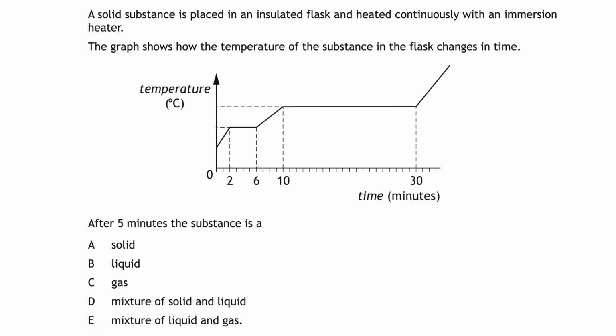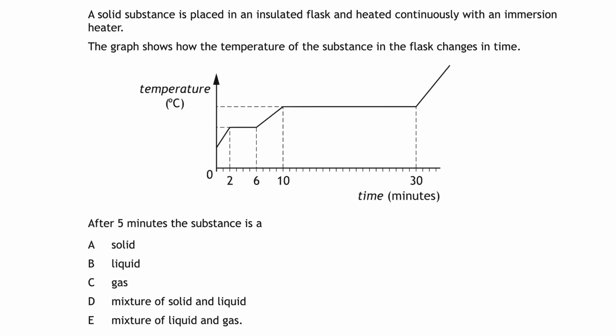A solid substance is placed in an insulated flask and heated continuously with an immersion heater. The graph shows how the temperature of the substance in the flask changes in time. After 5 minutes, the substance is A. Solid, B. Liquid, C. Gas, D. Mixture of solid and liquid, or E. Mixture of liquid and gas.